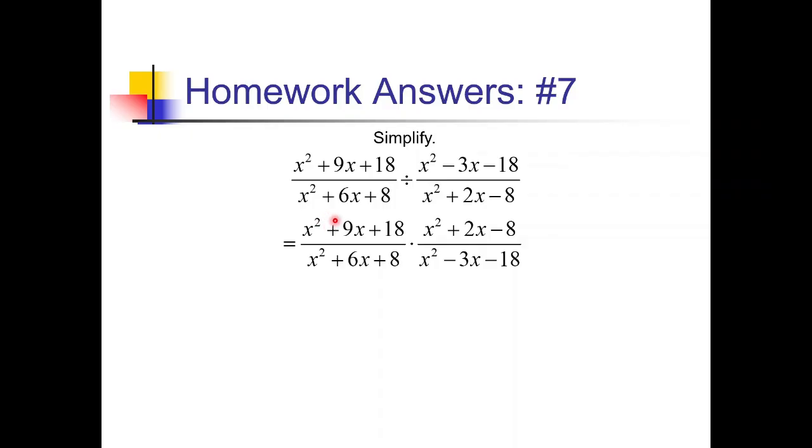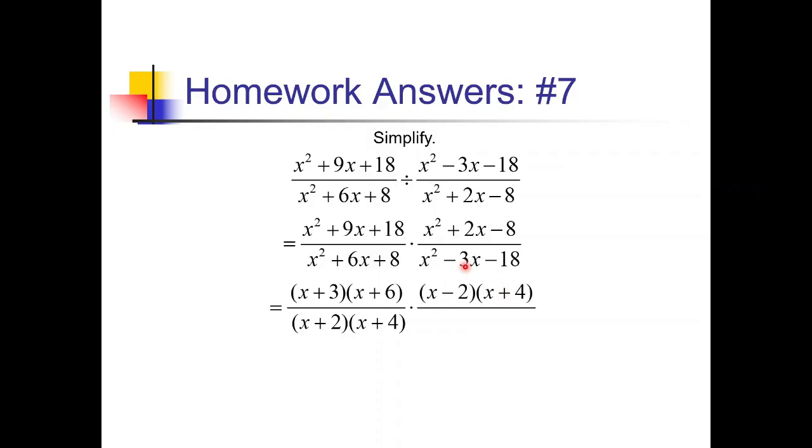In the upper left, things that multiply to 18 and add up to 9. 1 and 18 doesn't work, 2 and 9 doesn't work, 3 and 6 works if we have x plus 3 and x plus 6. In the lower left, things that multiply to 8 and add up to 6. That would be +2 and +4. In the upper right, things that multiply to -8 and add up to 2. Well, now we need -2 and +4. And then down here, things that multiply to -18 and add up to -3. Well, now we need x plus 3 and x minus 6.